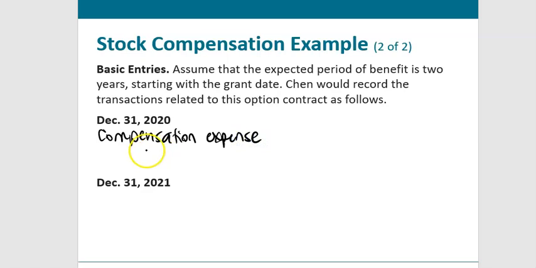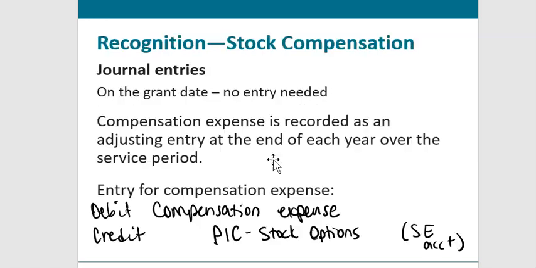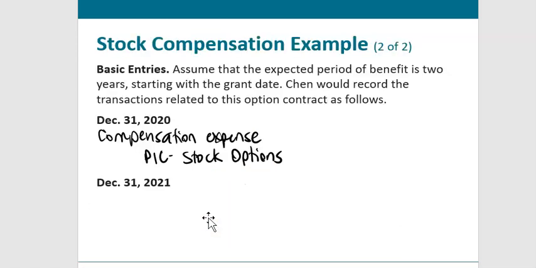And a credit to paid-in capital stock options, a stockholders' equity account. For how much? We're going to record it equal to the compensation; record an adjusting entry at the end of each year over the service period. So let's look at the total compensation expense.